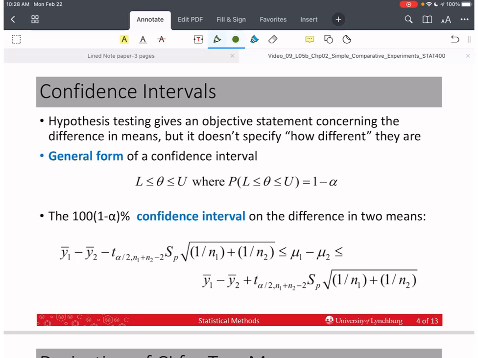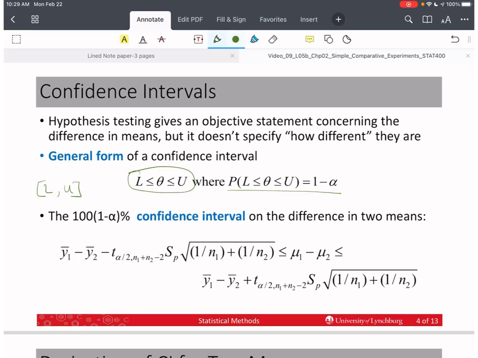And the general form of a confidence interval is given here. L is less than theta and U is greater than theta. You could also say that theta is between L and U, or that theta is contained within the interval L to U. And we've set up a probability here that we're going to use in order to solve this confidence interval.